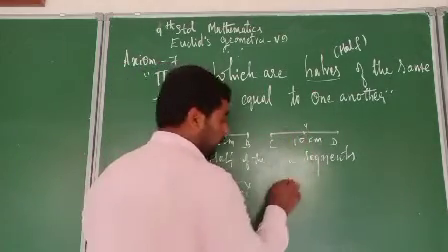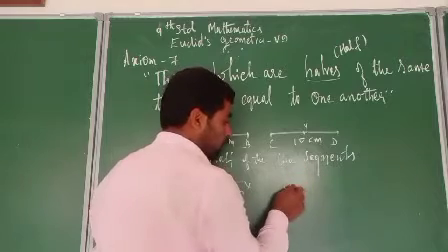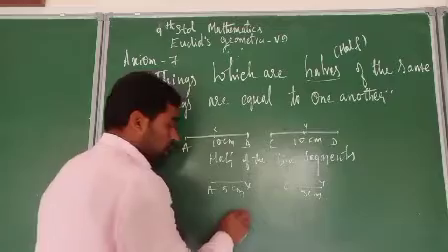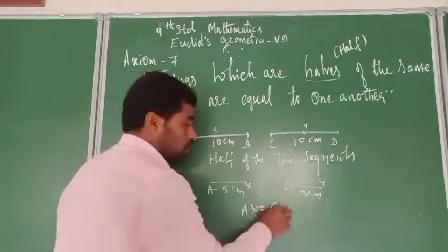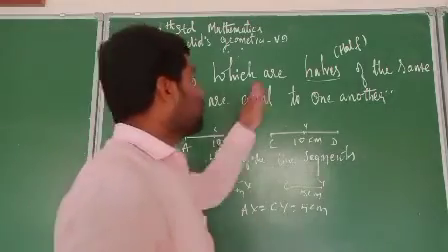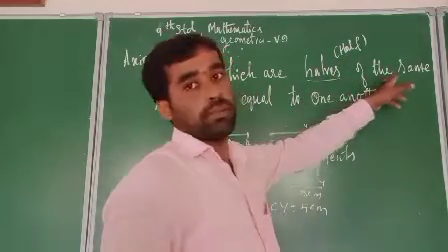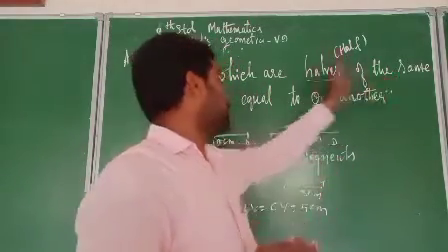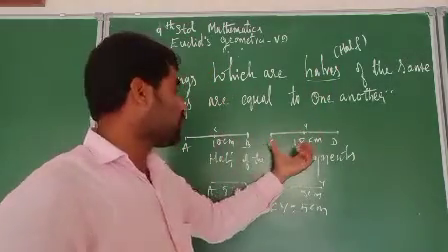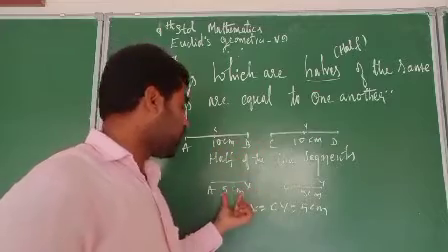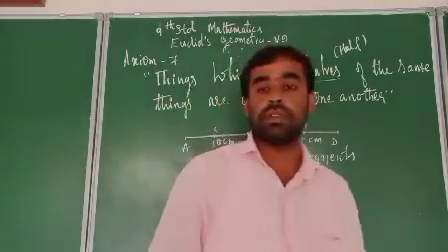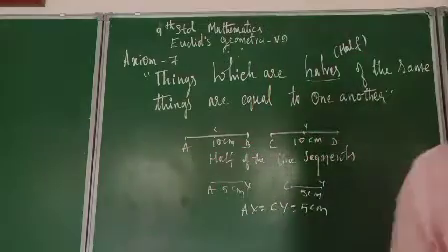Again, C to Y, which is also equal to what? 5 centimeter. AX is equal to CY, they are equal to 5 centimeter. So the things which are half of the same things are equal to one another. See, here AB is equal to CD, they are equal to 10 centimeter. I have taken half of that one, 5 centimeter is equal to 5 centimeter. This is what they are doing. Is it clear, students? Take down this one.